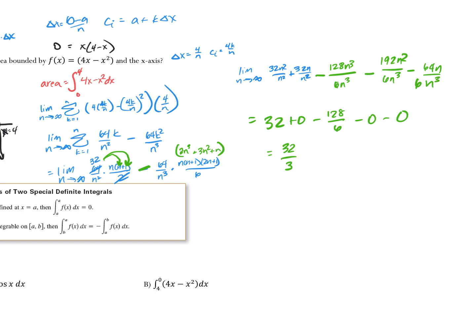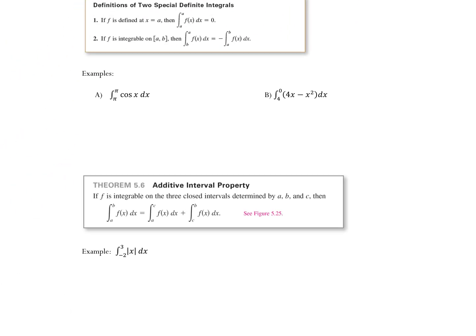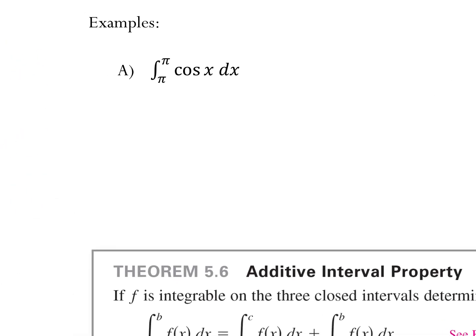Great. Guys, I promise the hard part's done. Okay. Guys, I want to talk about the integral of cosine x between pi and pi. What's my delta x if I am between pi and pi? 0. So what's going to be my summation? 0.